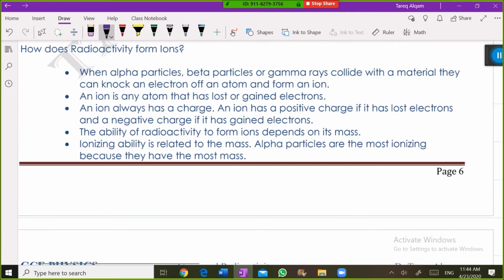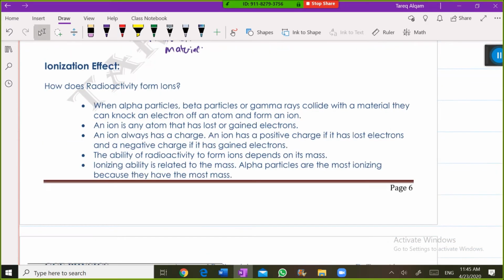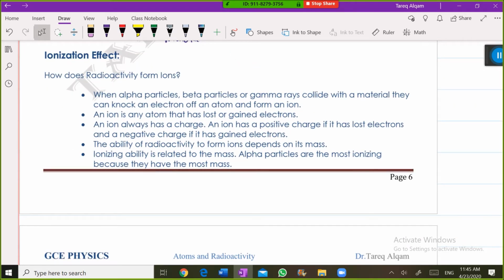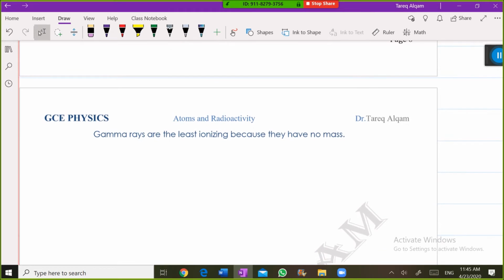Ionization, guys. Now, the concept of ionization, you know the definition of ionization, you'll also be asked about these things. Ionization as a concept is when atoms lose or gain electrons. Now, how does the radiation cause ionization?